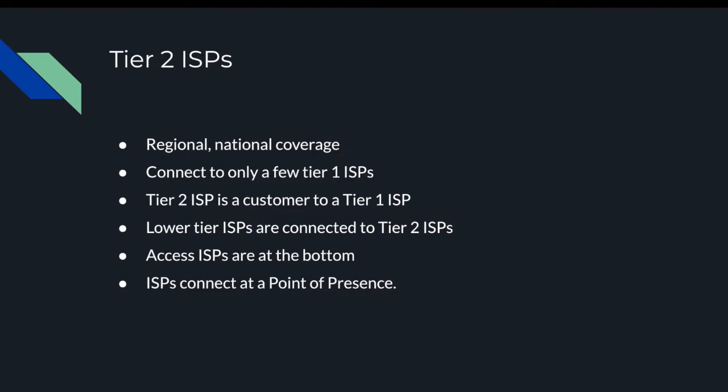So what are Tier 2 ISPs? They provide regional or national coverage, and they connect to only a few Tier 1 ISPs. Tier 2 ISPs are a customer of Tier 1 ISPs, and they even pay them. Lower tier ISPs are connected to Tier 2 ISPs, and the ISPs at the very bottom are access ISPs. ISPs connect at a point which is called the point of presence.